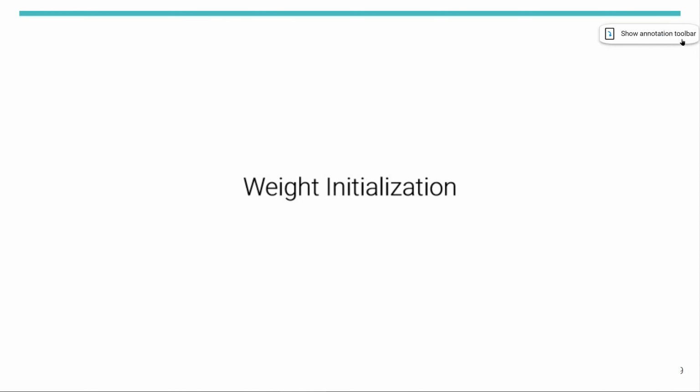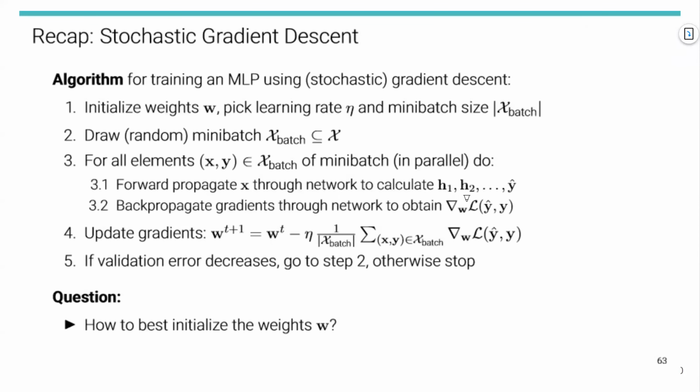From now on, we're going to talk about weight initialization and other techniques for optimization. Let's recap what stochastic gradient descent was. Stochastic gradient descent looks like this.